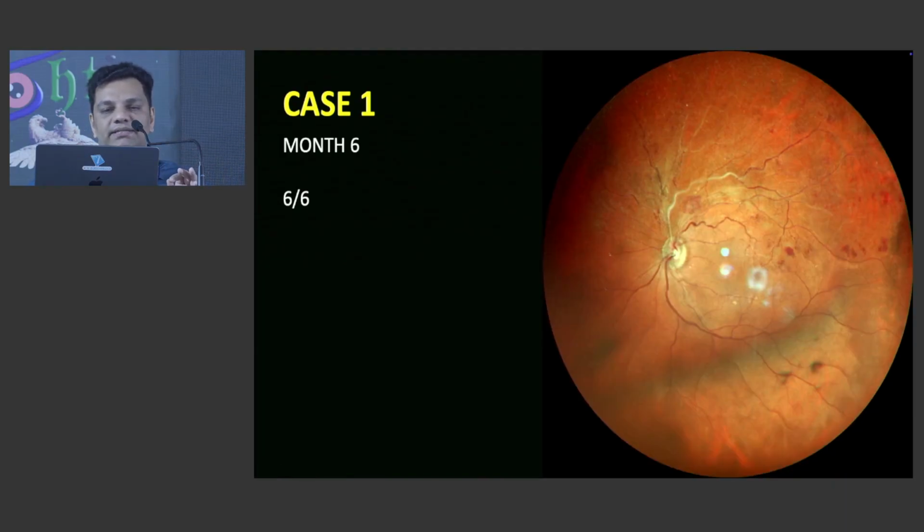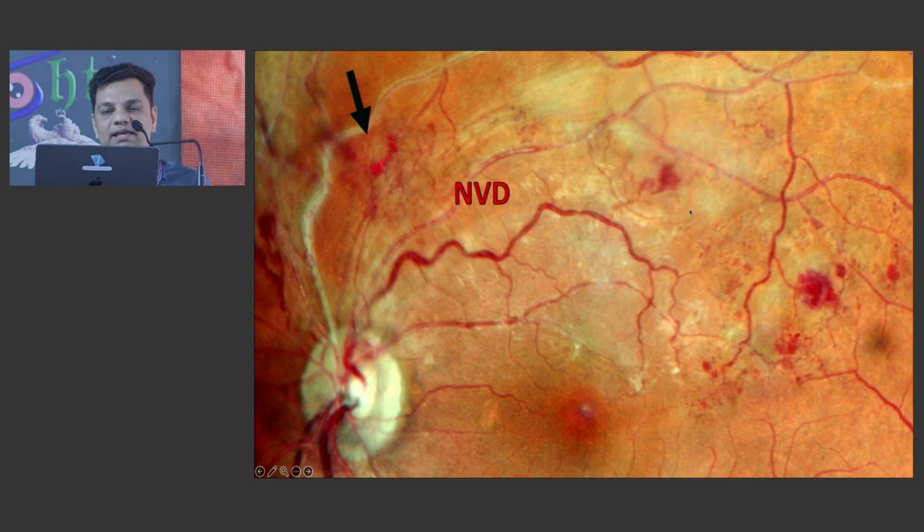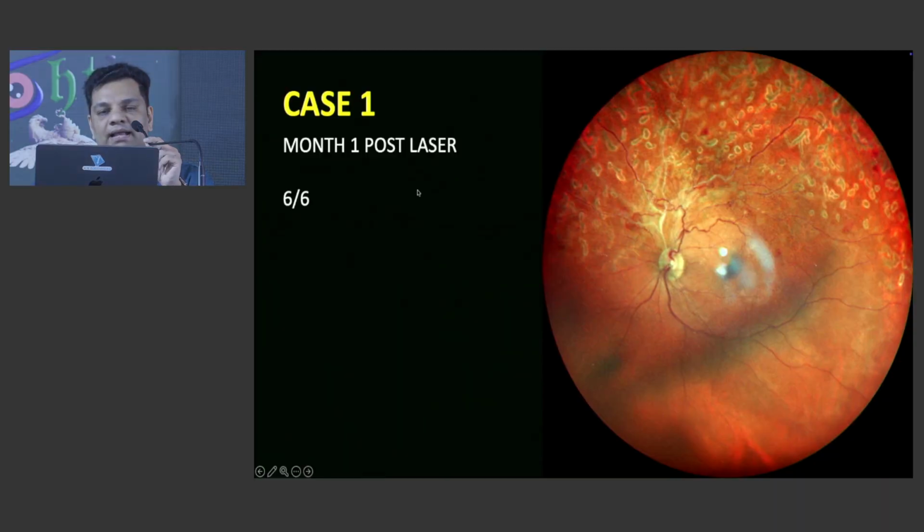This is month 6, and now there is something happening. Vision is still 6/6, but on close look, you can see this small reddish patch just above the disc. When you zoom into the photograph, you can see this new vessel above the disc, about 1 DD close to the disc. So I'll say that this is an NVD, and that's when I do the superior sectoral laser, covering 180 degrees of the fundus.